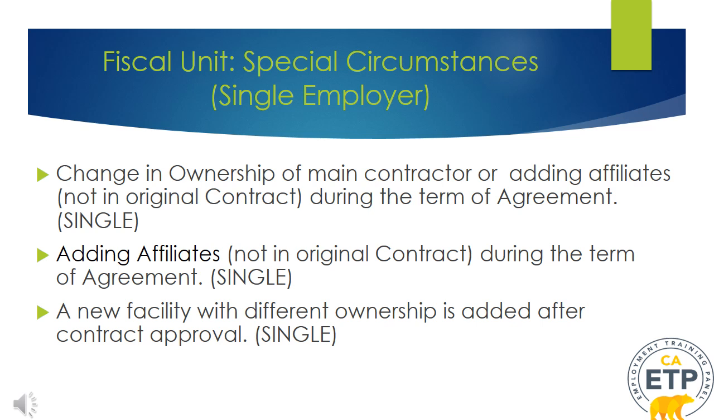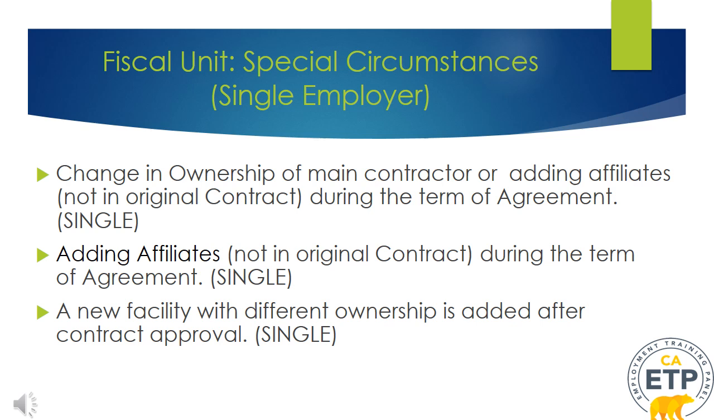The difference between adding affiliates not in your original contract is those affiliates existed while you were applying for the contract. You just chose not to include them and then decided that you would like to include them. The other is adding affiliates that weren't a part of your original umbrella during the development of your contract, but became a part of your entity after your contract was approved.